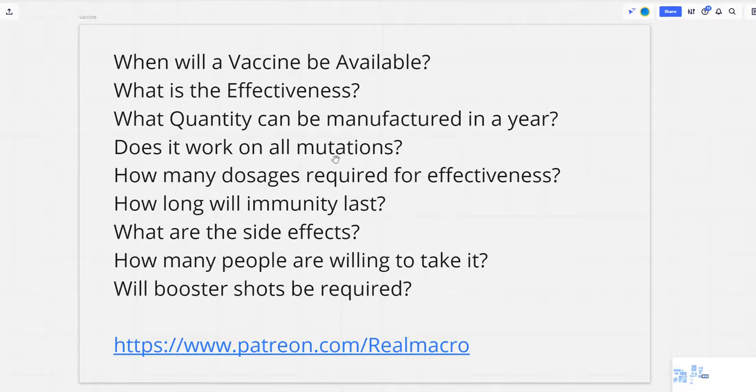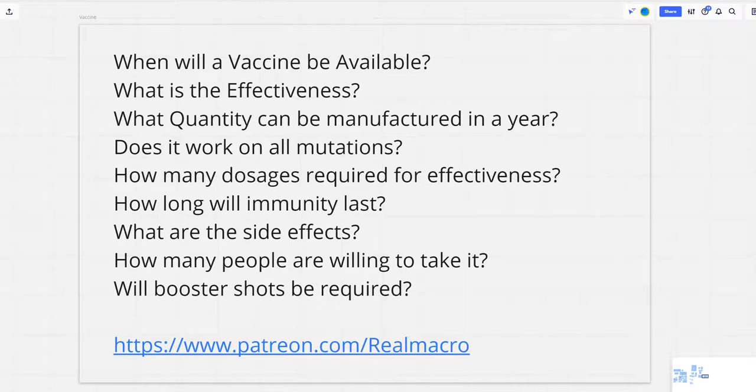All right. So is there going to be a mutation? We don't know that. How many dosages? Well, we know that now. It's two. You need two dosages. So even if you get 100 million dosages, that's only for 50 million people. How long will immunity last? We don't know. What are the side effects? Well, there have been some reports here and there. You're going to get some wild answers. Until people start taking it, you're not going to really know. And let's say one person dies and then everybody stops taking it. That's going to be a problem, because it may not be from the vaccine, but people are going to perceive that it is. And especially the Trump bots are really not going to take it. Forget about those guys.